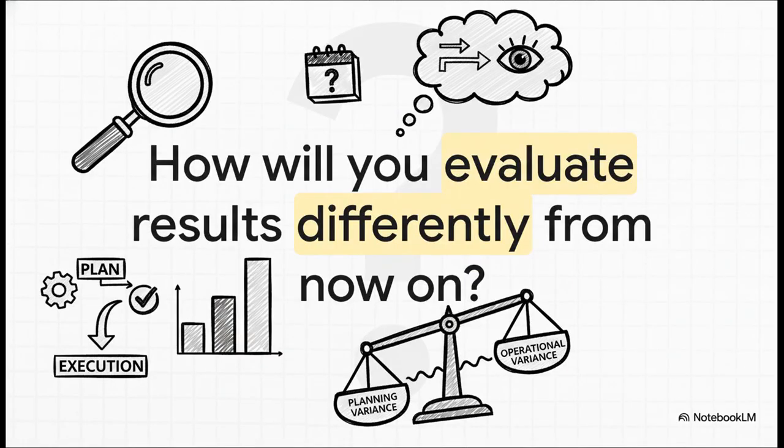And that's a wrap on our deep dive into planning and operational variances. So I'll leave you with one final question to think about. Now that you know how to separate a bad plan from actual performance, how will that change the way you look at a set of results from now on?